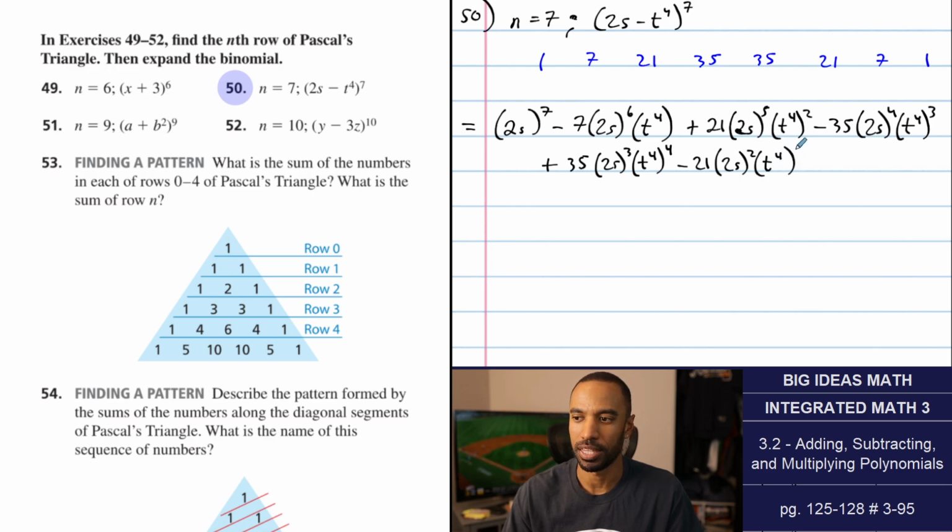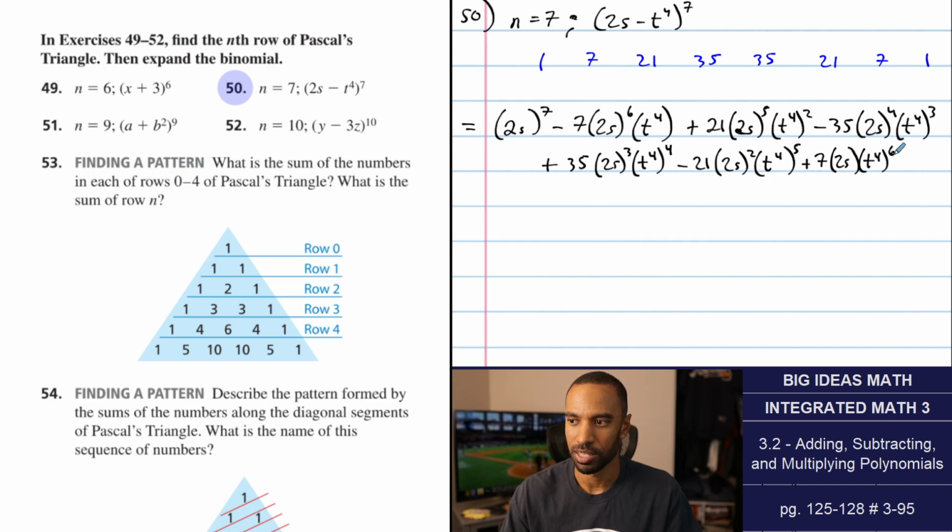T to the 4th to the 5th plus 7 times 2s to the 1st times t to the 4th to the 6th plus t to the 4th, or minus t to the 4th to the 7th.